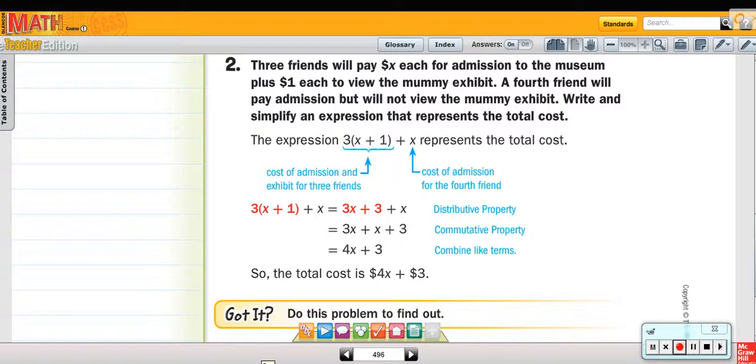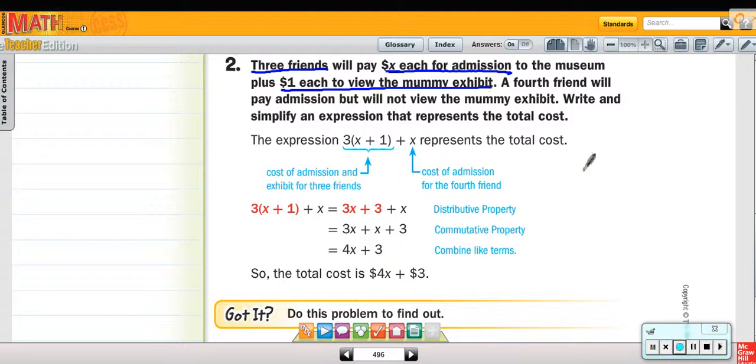Now, I'm always breaking story problems apart. Underlining, circling, marking it up. So I have 3 friends that are paying X dollars for admission and $1 for the mummy exhibit. Do you agree? Okay, so here's what I'm thinking in my head. These three friends, it's like going to the science center. You go to the science center, you pay to get in. That's your admission, right? If you pay to get in, then sometimes they have special exhibits that you have to pay an extra fee for. So 3 of those people are going to pay for admission and this new exhibit, this mummy exhibit.